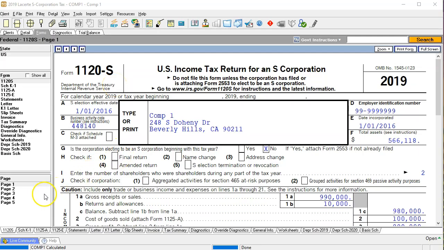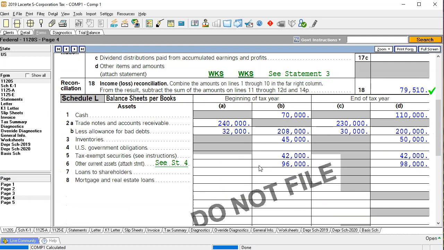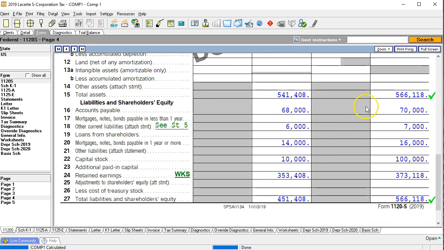I like to start off by just making sure that we are in balance. If we go to page 4, the balance sheet is in balance. That's going to be the Schedule L. This number matches that number. That looks good. Let's go back up to page 1.